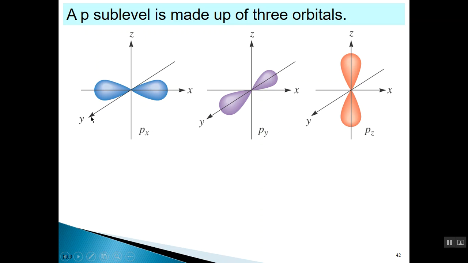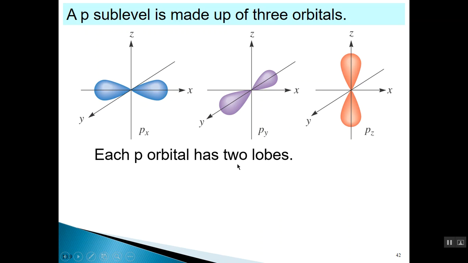If you think about the 3-dimensional Cartesian system, you'll have one p orbital aligned along the x-axis. We call that the px orbital. You have another p orbital aligned along the y-axis. We call that the py orbital. And then the third p orbital is aligned along the z-axis. We call that the pz orbital, right? So this is what they look like separately, all right?